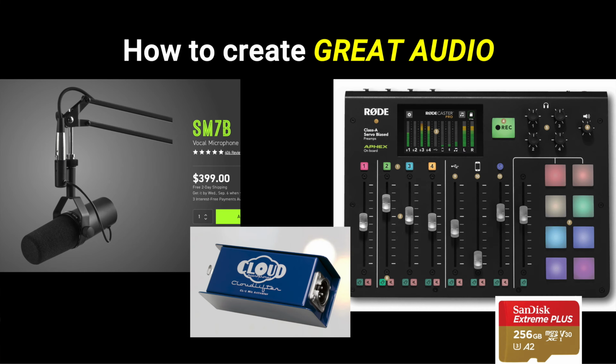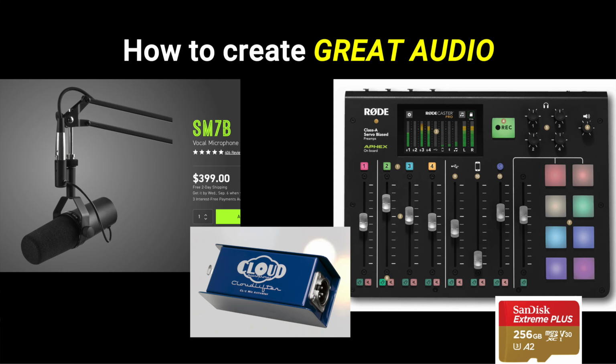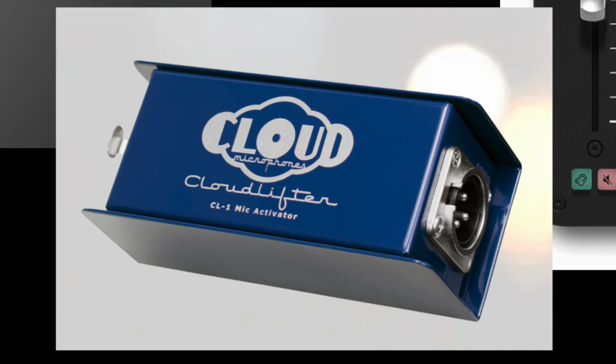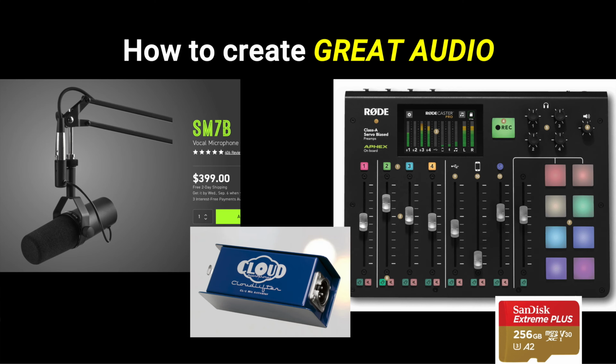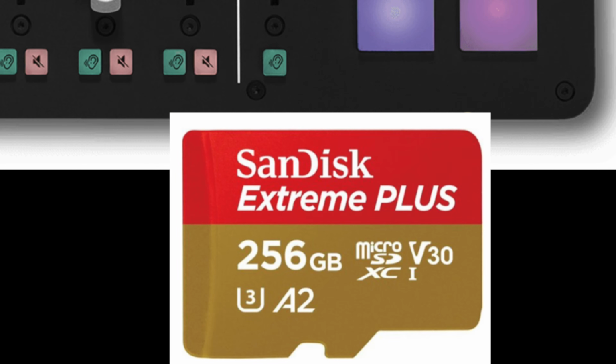And what is underappreciated but of exceptional importance is what microphone and audio is used within the video. I use a Shure SM7B. It's the same microphone that is used on Joe Rogan's podcast. It is connected directly to a Cloudlifter microphone activator, and then that microphone activator is connected to a Rode mixer, and that mixer saves the audio onto this micro SD card. And just as one has to edit video, one has to also edit the audio to match it up with the appropriate video. So that, again, is time consuming.